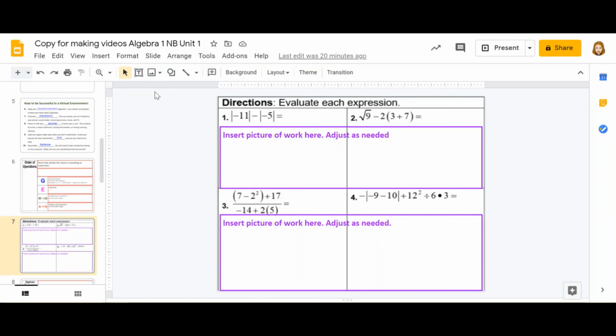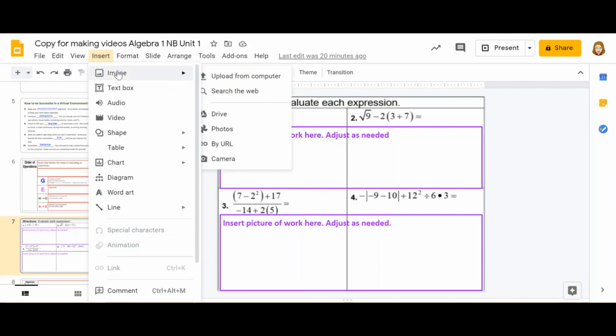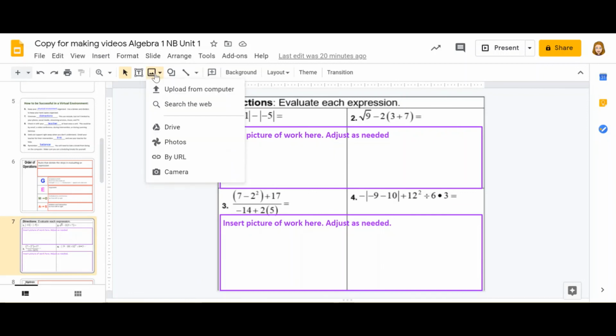Since this is the first time we're inserting a picture of our work into our notebook, I'm going to walk you through it. So there's a couple different ways we can do this. You can go to Insert and Image and go directly to your camera, and that way you can just hold it up to your webcam and take a picture that way. And you can get to the same menu by going to Insert Image and again, Camera.